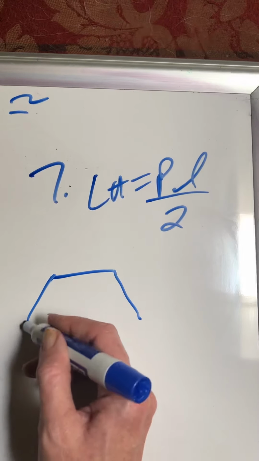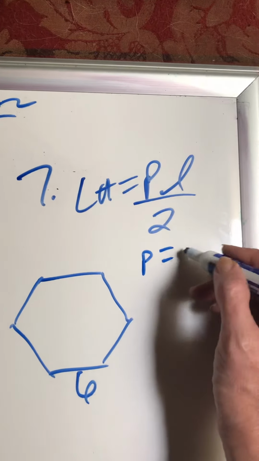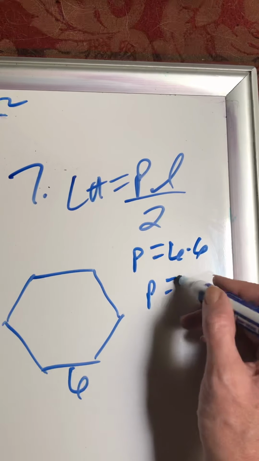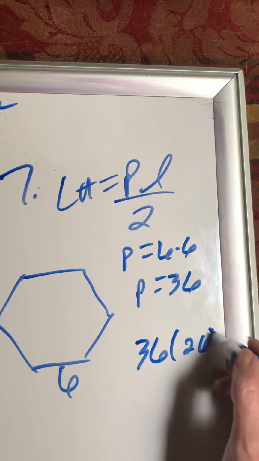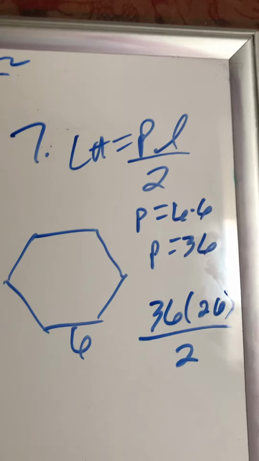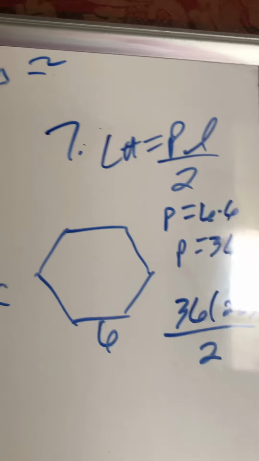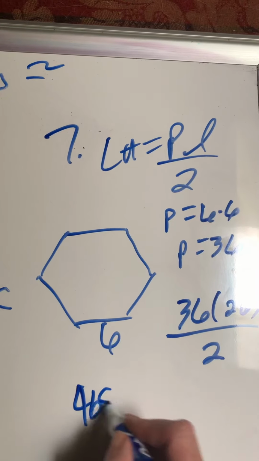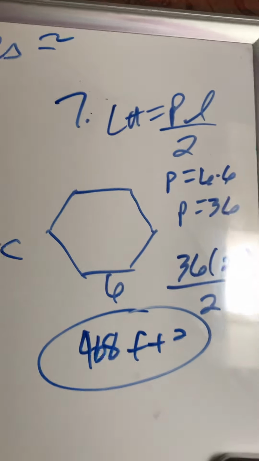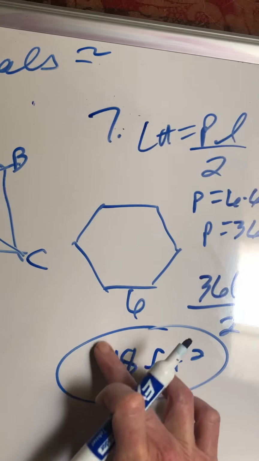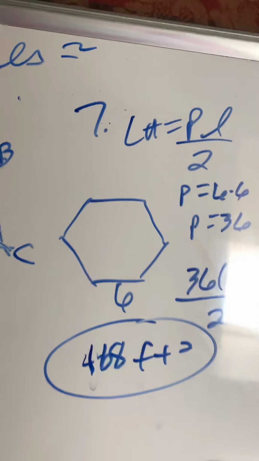Well, this is a hexagon, a regular hexagon that has a side length 6. So my perimeter is 6 times 6, so my perimeter is 36. They tell me the slant height is 26. They give me the slant height, and I divide by 2. So 36 times 26 divided by 2, 468. Feet squared, 468 feet squared. Oh, my 4 looks bad. 468 feet squared.